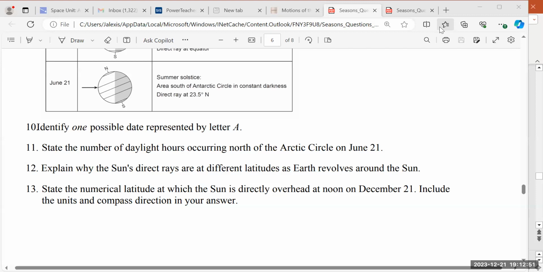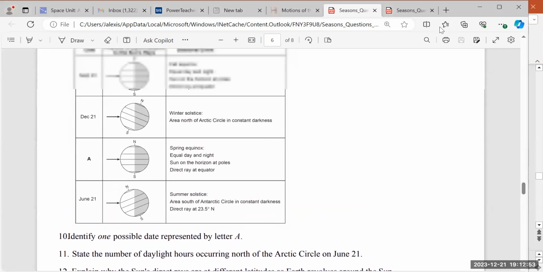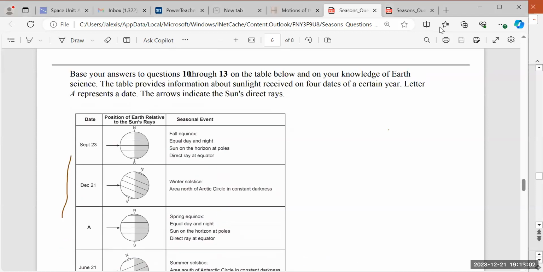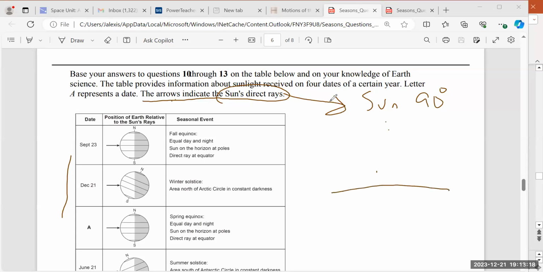All right, number 12 says, explain why the sun's direct rays are at different latitudes as Earth revolves around the sun. What they're saying is that if you pay attention, because the reading says right here, in number 12, the reading says the arrows indicate the sun's direct rays. Sun's direct rays basically describing that the sun is at a 90-degree angle from the ground. So basically, this is the ground, right? The sun is directly overhead, giving direct 90-degree rays.